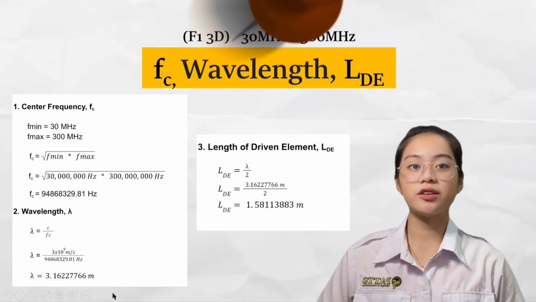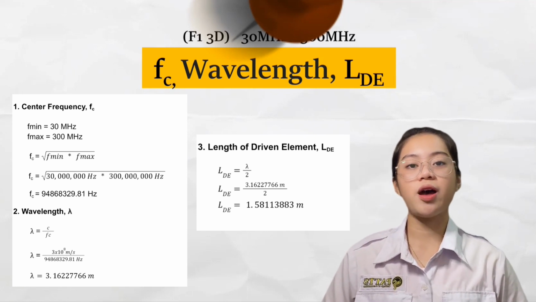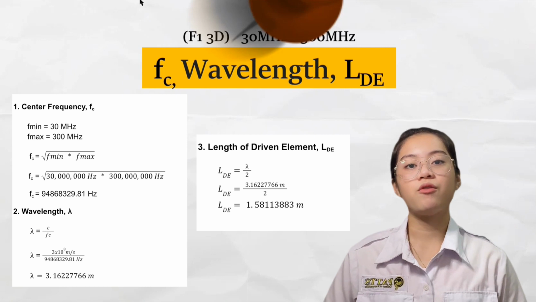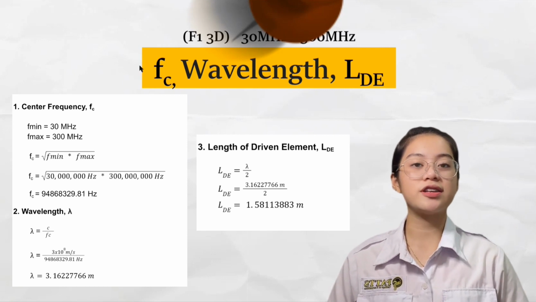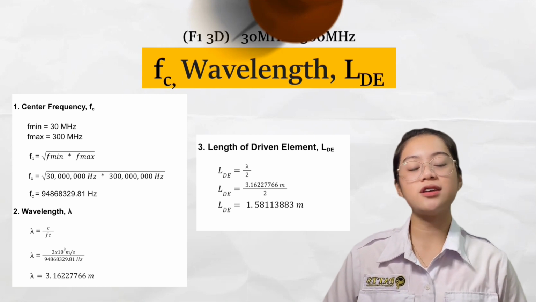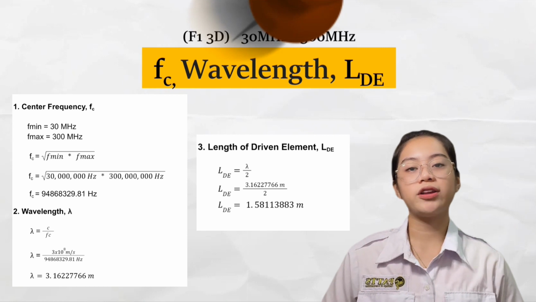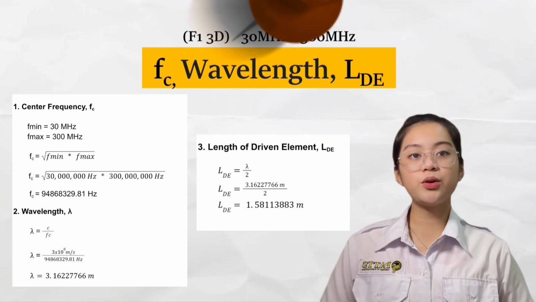Number 1, we have the center frequency. To solve for the center frequency, we have the formula square root of f minimum times f maximum. For the f minimum, we have 30 MHz and 300 MHz for f maximum. With that, the total center frequency will be 94868329.81 Hz.